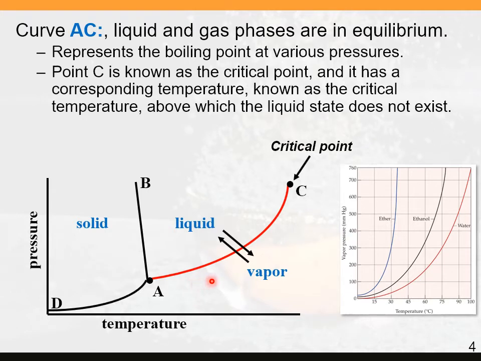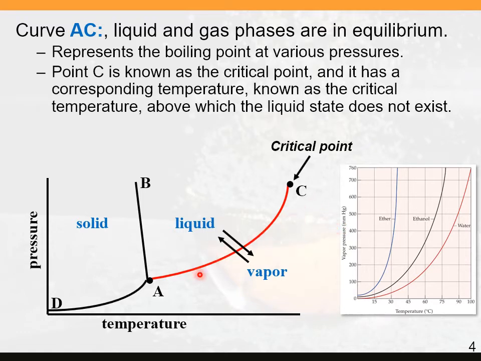On the curve AC, liquid and vapor phases are in equilibrium. This curve represents the boiling point of the liquid at various pressures. We have already discussed this curve when we talked about vapor pressure curves. You can see the resemblance.